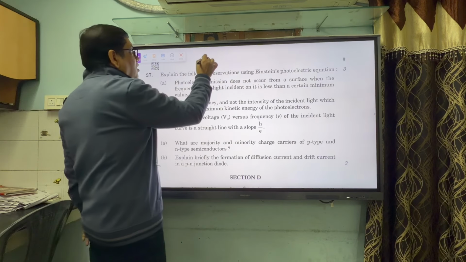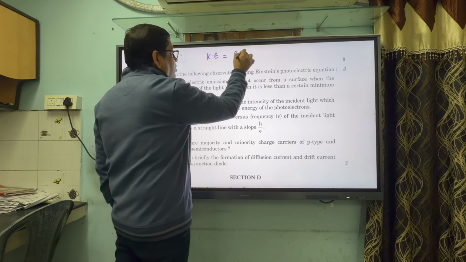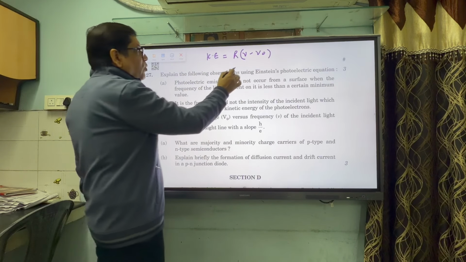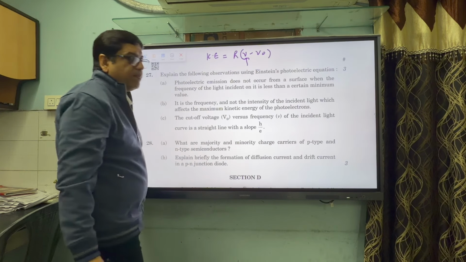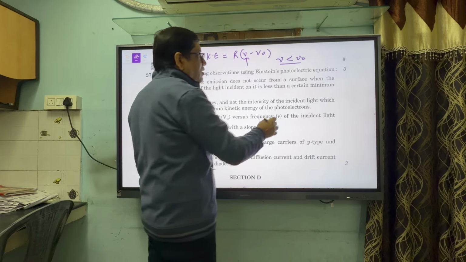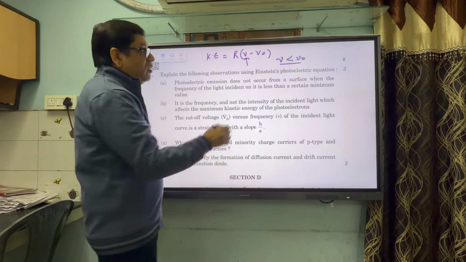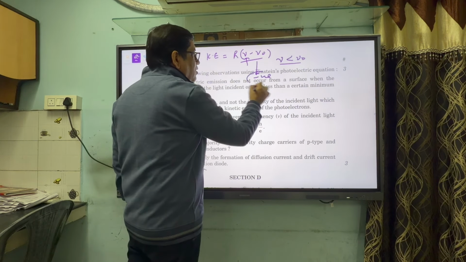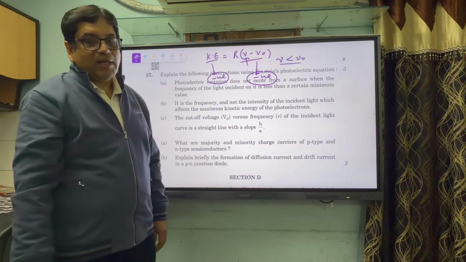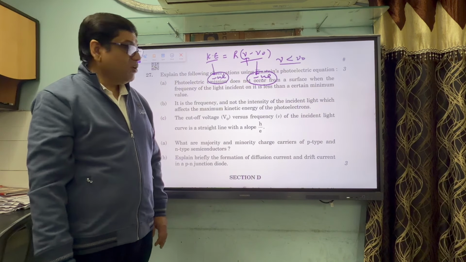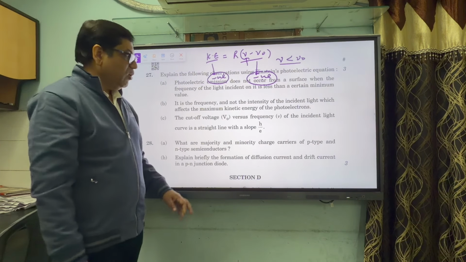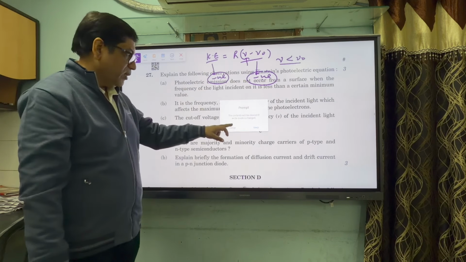We know that Einstein photoelectric equation is kinetic energy is equal to h times nu minus nu naught, where nu naught is threshold frequency, nu is incident frequency. If incident frequency is less than threshold frequency, this is the minimum frequency, if it becomes less than that, then this quantity will become negative, and because this quantity becomes negative, kinetic energy will become negative. But that is not possible. Kinetic energy can never be negative. That means this is not possible. So clearly, whenever frequency is less than threshold frequency, photoelectric emission will not take place. This is the first explanation, first part, A part.